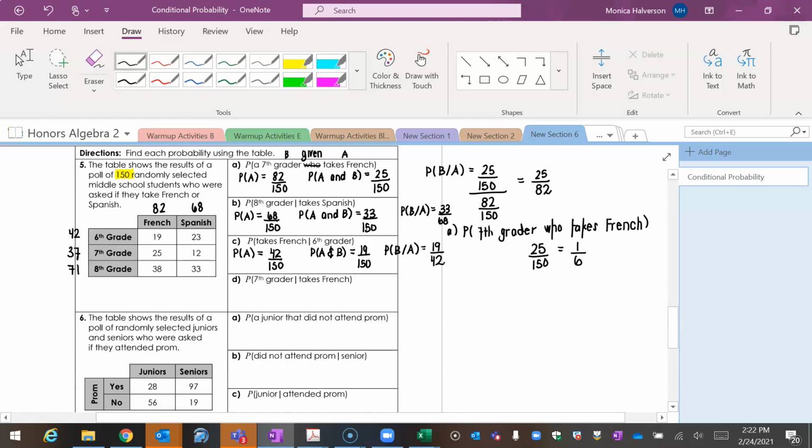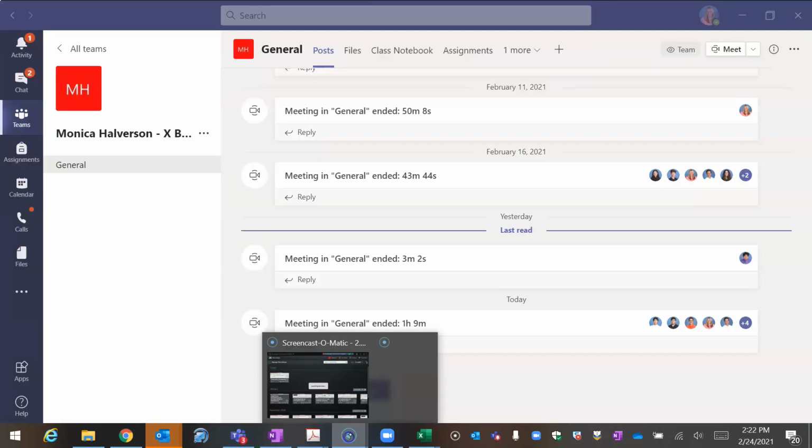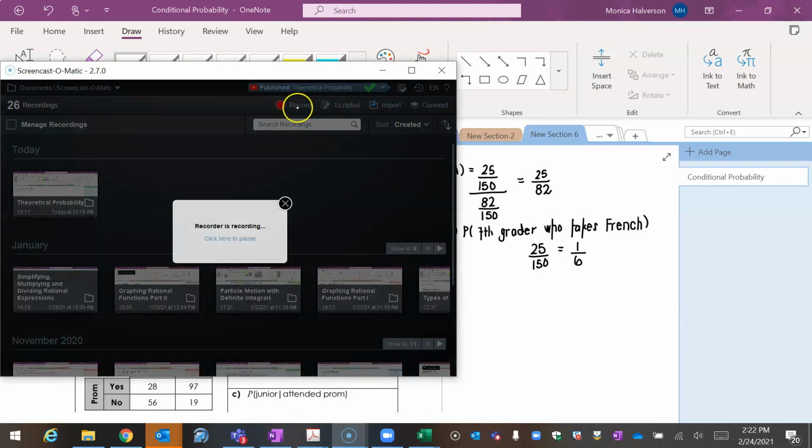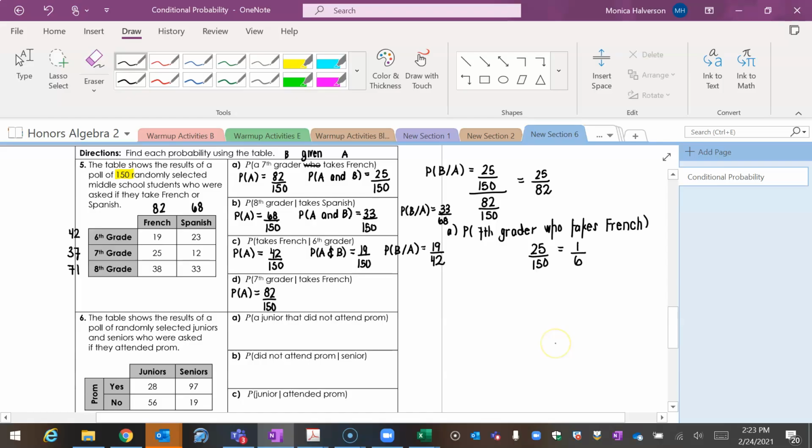All right, last one. What is the probability that you're a 7th grader, given you take French? So the probability that you take French is 82 out of 150. And then the probability that you take French and you're a 7th grader is 25 out of 150. So the probability that you're a 7th grader, given you take French, is going to be 25 out of 82.